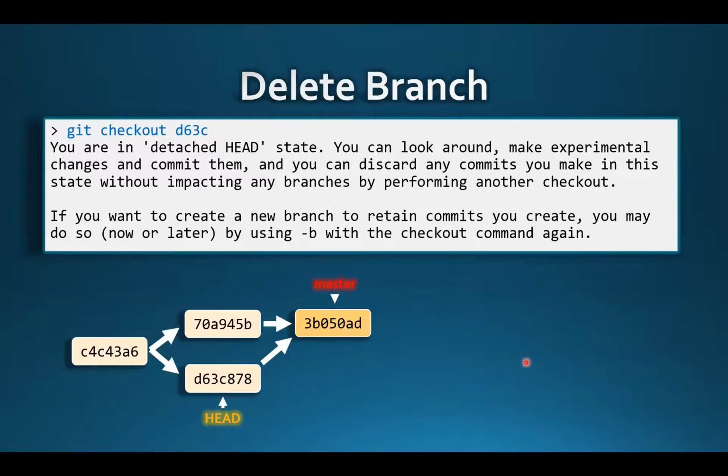However, if you've made some changes on the detached head state that you want to keep, you'll have to create a new branch to retain the commits that you created. You can do this now while you're working with it, or by using the -b flag with checkout again. And the instructions for that are actually all in status while you're working in the repository.